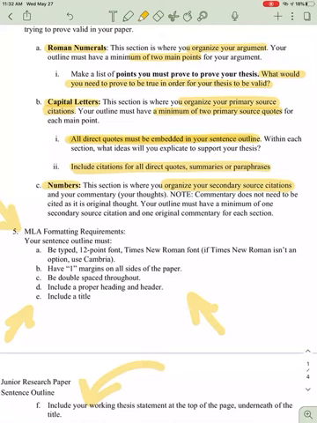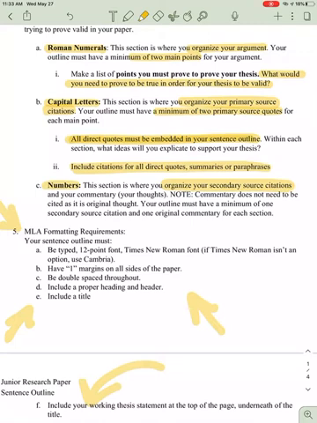Subsection 1, all direct quotes must be embedded into your sentence outline. Within each section, what ideas will you exploit to support your thesis? Sub number 2, include citations for all direct quotes, summaries, and paraphrases. It is important that you include the citations so that when you sit down to write your paper, you don't have to then go looking through your stuff to try and find where it came from. I know it might be a little bit more work now, but it's better to do it now than next week when you have to actually write your paper.